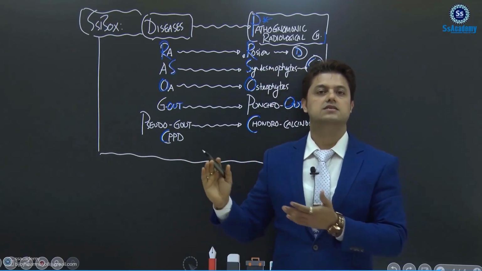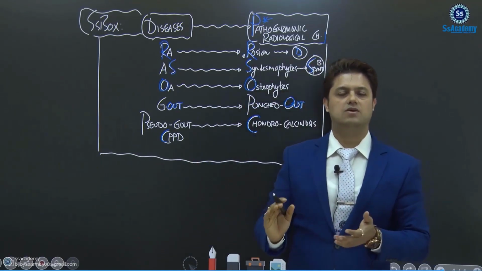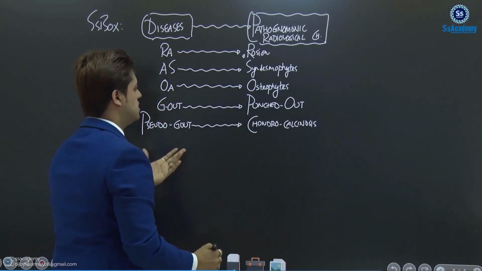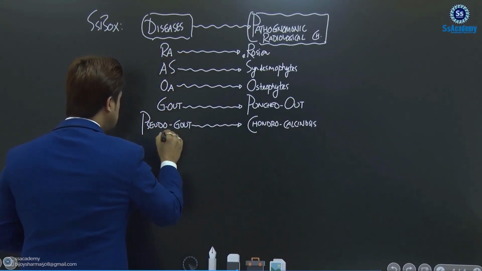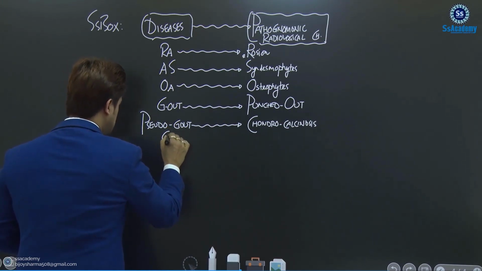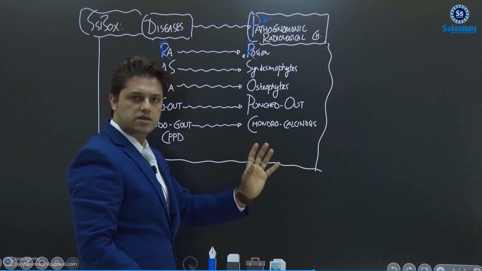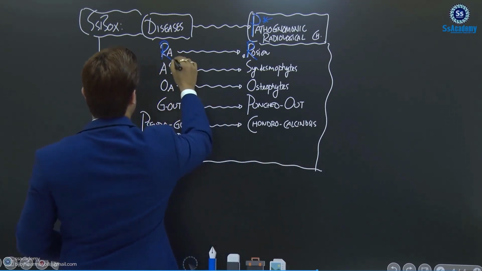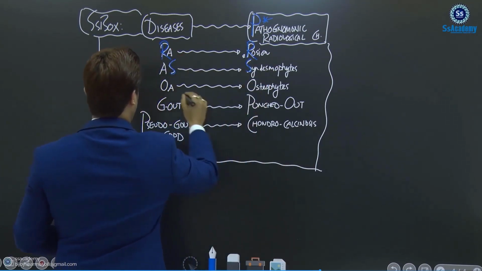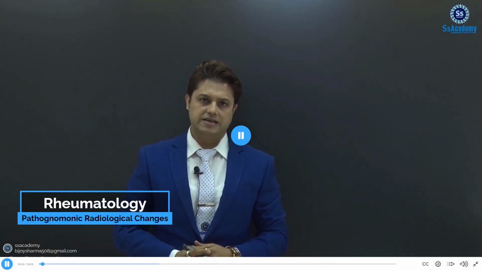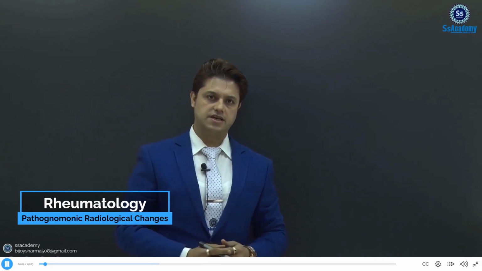Osteoarthritis, osteophyte, gout, punched out, and last, pseudogout. Because pseudogout is nothing but the calcium deposition, CPPD crystals. So once again, R for rheumatoid arthritis, R for erosion. Spondylitis, syndesmophytes. Yes, my dear doctor, I'd like to give another important box mark. Yeah, this is very important for the exam.